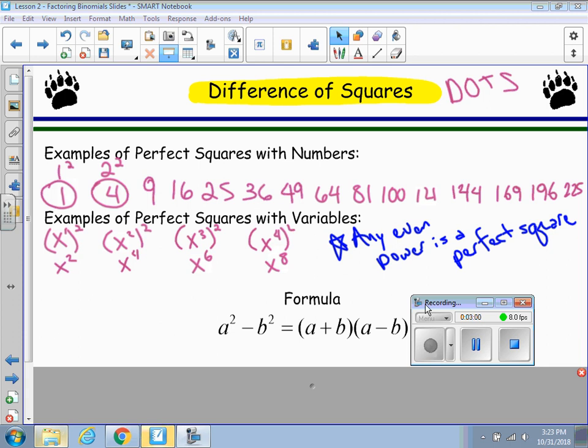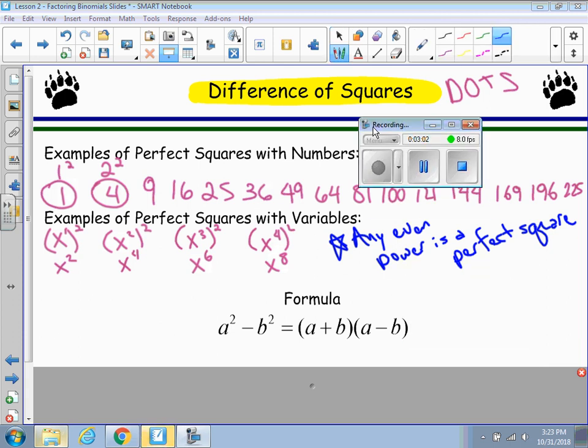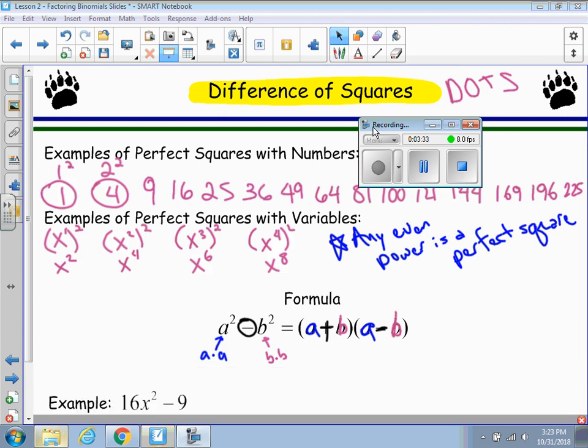So here's the formula that's already filled in on your sheet. This a squared means a times a, so it's a perfect square. B squared means b times b, again, a perfect square. And we have a difference of two squares. So whenever we have a difference of two squares, there's a formula. And I'll be saying this again and again, but this is how the formula goes. A, B, A, B, one's a plus and one's a minus. So let's go ahead and look at some examples.